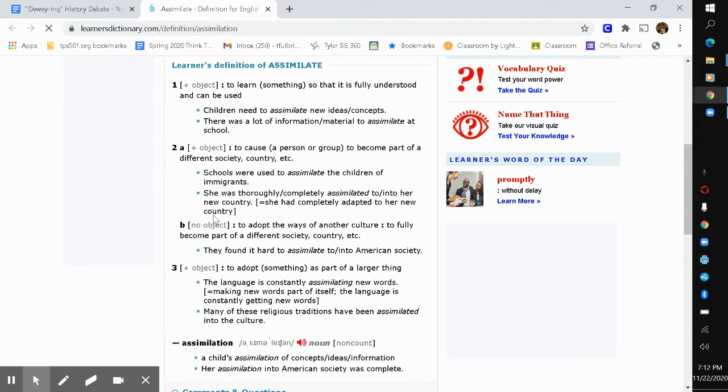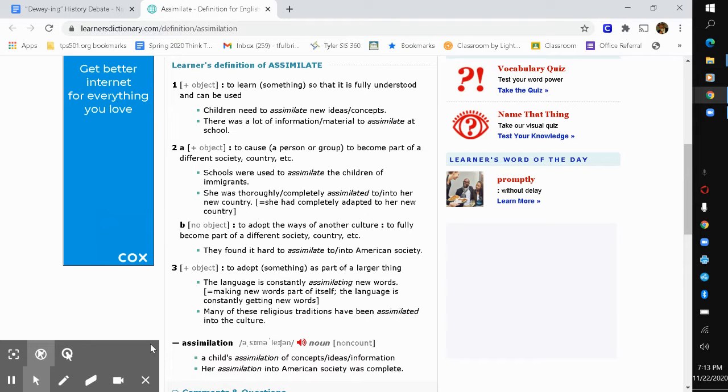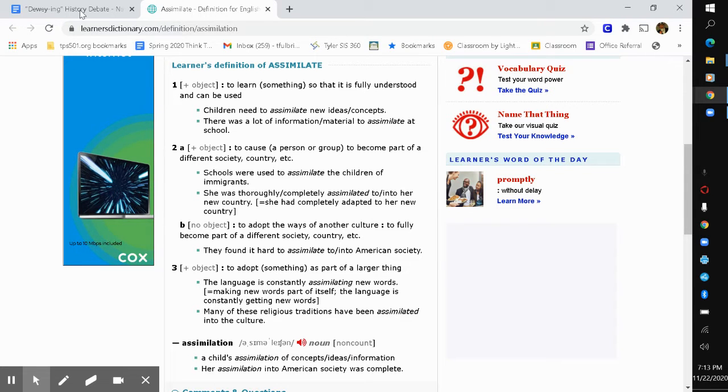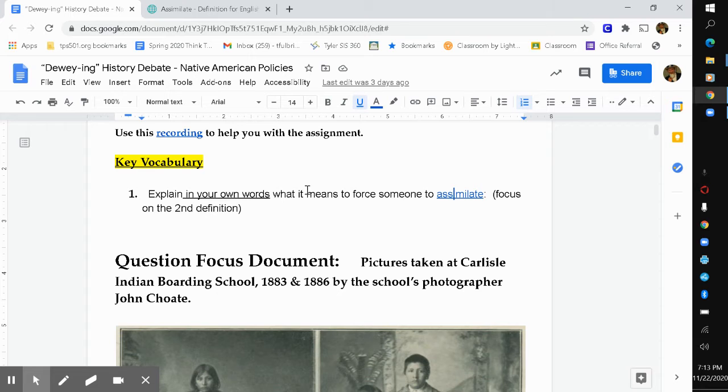So assimilation is the process of a person changing their culture, becoming part of a different society. If you go from one culture or one society to another, you've assimilated. In your own words, explain what it means to force someone to assimilate.